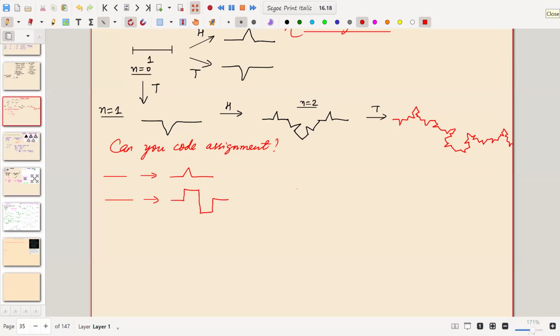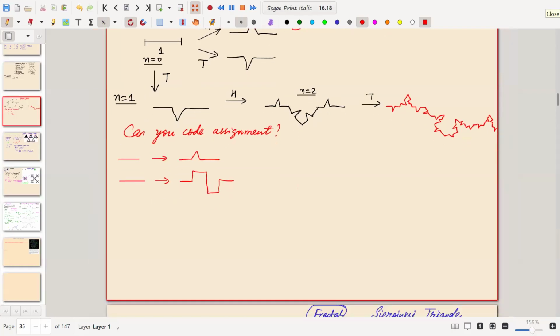Now we see what other ways there are to create fractals. One is iterated function systems, IFS.